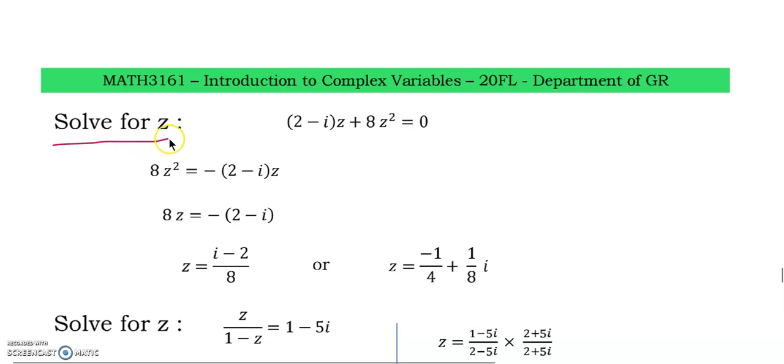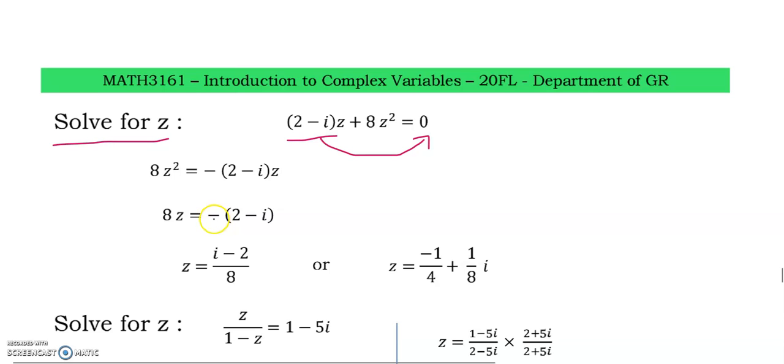Here solve for z. The given equation is (2 minus i) multiplied by z plus 8 z squared is equal to 0. Okay, now we have to find the value of z. Now 8 z squared is equal to, you keep this expression on one side, and write this part into the right side. So now this is minus (2 minus i) multiplied by z. So now you can cancel z here, 1 z, 1 z. So 8 z is equal to minus of (2 minus i).